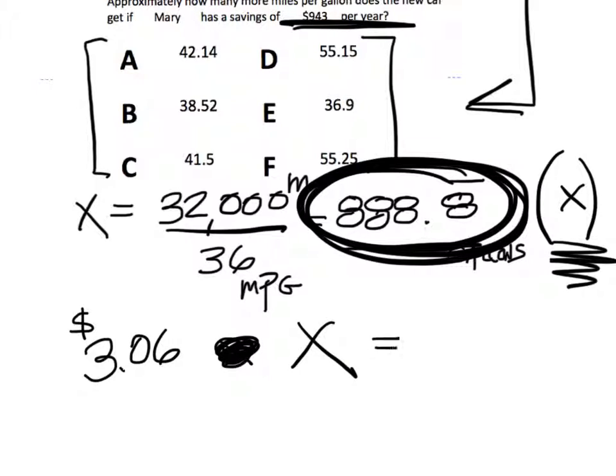Times X. Okay, so 3.06 times alpha X, which is on the store button, or you can use the XT theta N button. So how much money did she spend? $2,720. Okay, so that's what happened. That's her expenditure for gas before she bought a new car. How can I find how much money she spent on gas after she bought a new car?